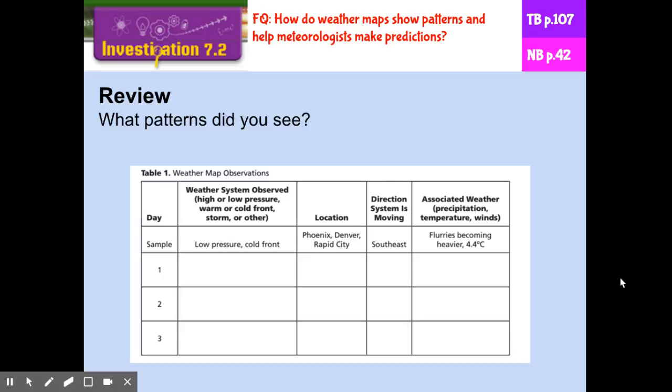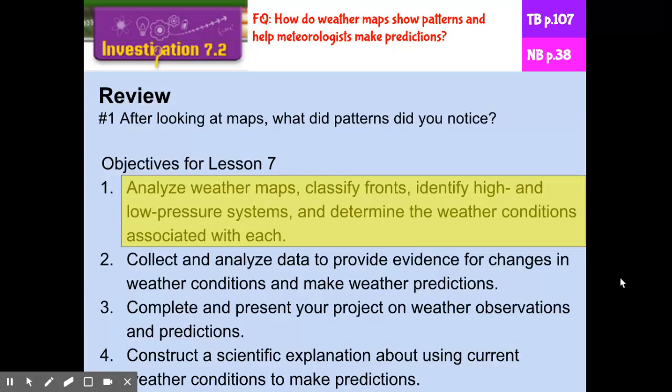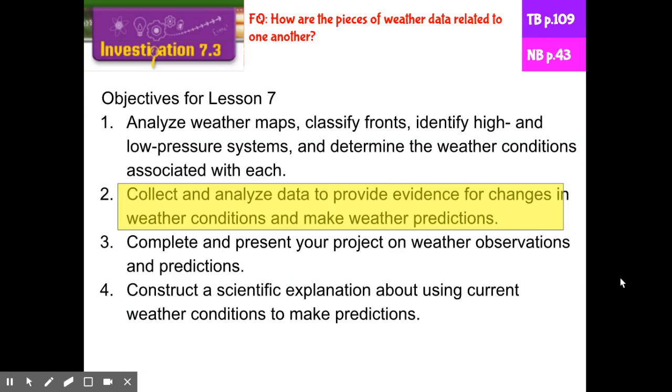Yesterday, you should have looked at a map, a 3-day series of maps, and then observed where the low pressure and the cold front and the warm front all moved and what the associated weather was with that. We're going to talk about that a little bit. And then after looking at the maps, we're going to talk about what patterns we noticed.